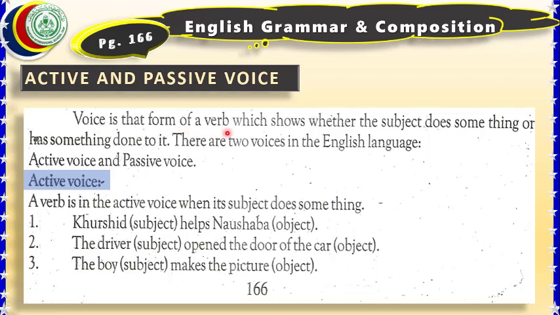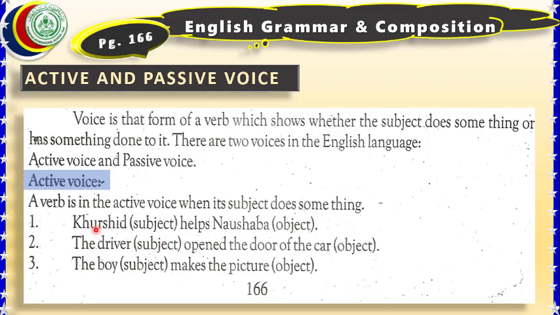Voice is that form of a verb which shows whether the subject does something or has something done to it. Voice is something which tells us the subject is doing something or not. Subject is doing something or something is done on it. This is the voice. There are two voices in the English language, active voice, passive voice. What is active voice? A verb is in the active voice when its subject does something.